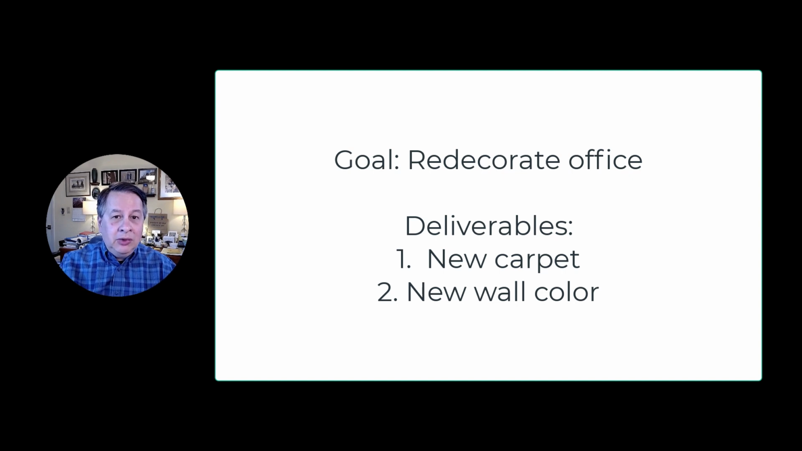So just for the sake of this conversation, let's assume we're going to redo this office of mine to make it more efficient and creative and enjoyable. That's our goal. And there's lots of things we're going to do to make that happen. And so one of the deliverables is going to be new carpeting and a new wall color. So two deliverables. They're related to the goal, but they are deliverables. They're tangible. You can touch, see, feel them. And so that's why they're deliverables. They can actually be delivered to you.